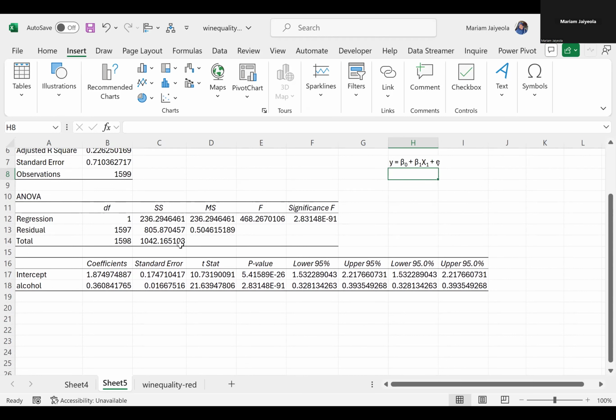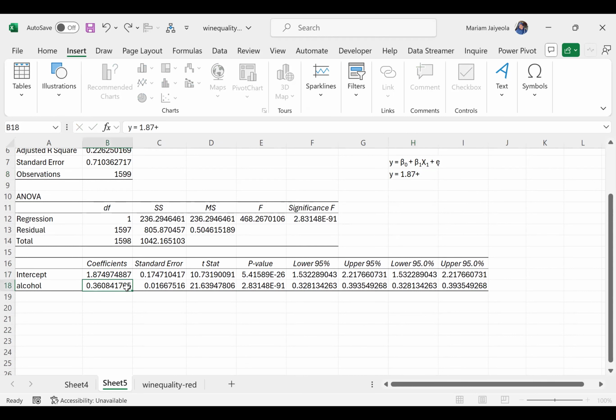So right here, this is our beta naught, that is the intercept, 1.87. So our equation is going to look something like this: y equals 1.87 plus our beta 1, which is 0.36 x1.